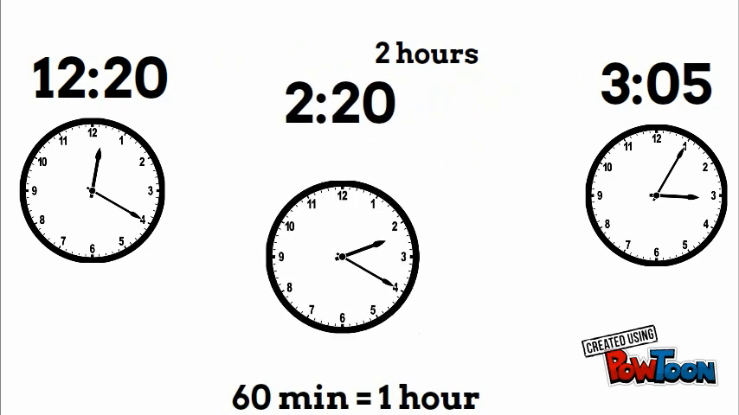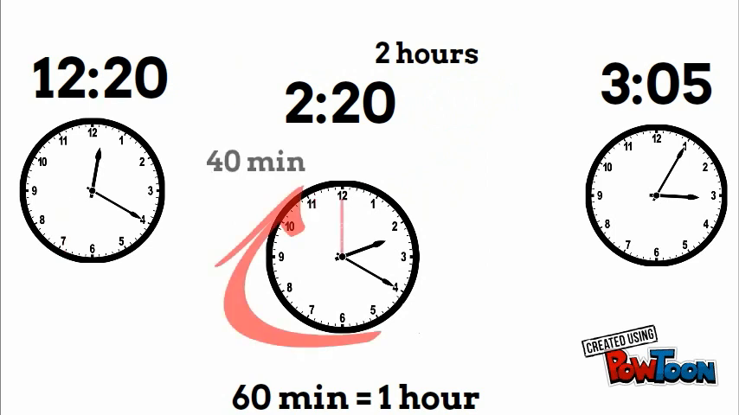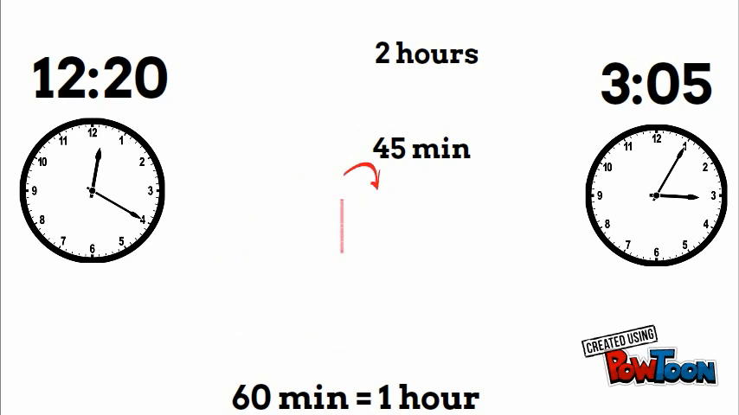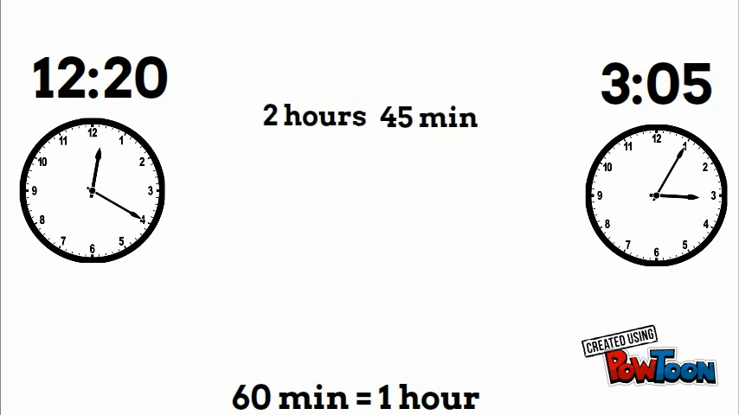So from 2:20, I know 40 minutes will get me to 3 o'clock, because 60 minutes are in an hour. Plus another 5 more minutes, or 45 minutes, gets me to 3:05. So altogether, from 12:20 to 3:05, there's 2 hours, 45 minutes.